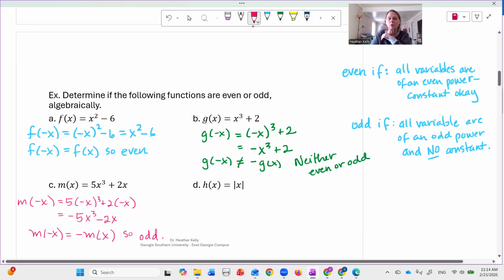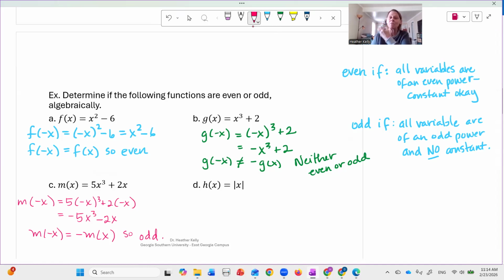Let's take a look at the absolute value. The absolute value doesn't fall into either one of those categories because there's no power on it. It's actually under a function. So let's take a look here. h of negative x. Well, let's see. When we plug in negative x here, well, by the definition of absolute value, it gives you the original back. Therefore, we can say without a doubt, h of negative x is equal to h of x. So this guy is even.